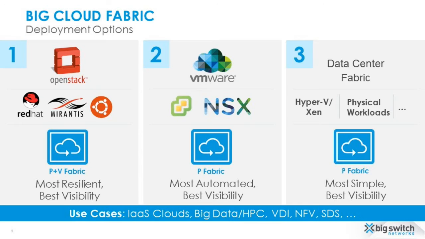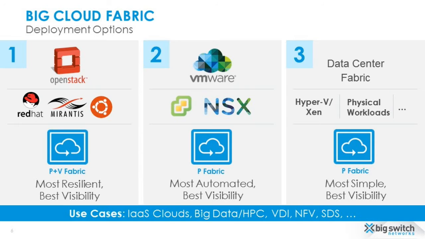If you have a legacy networking solution, if you have a large chassis-based solution or a three-tier architecture in your data center, you can replace any of those legacy solutions with a modern SDN solution, and that's the data center fabric solution, or the third deployment option.